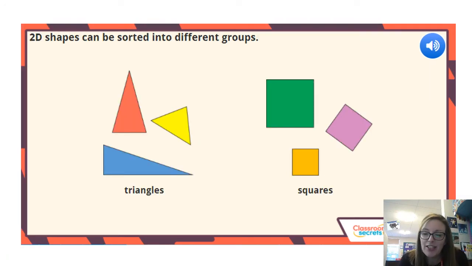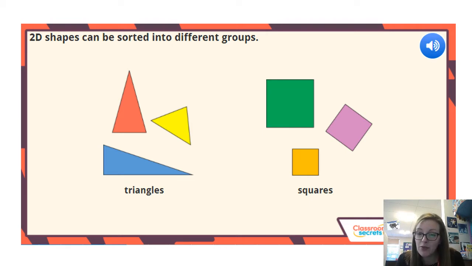Okay, so we're going to look at how 2D shapes can be sorted into different groups today. So here on the screen you can see two groups. There's a group labelled triangles and there's a group labelled squares. So I have sorted them into those two different groups. You can see in the group of triangles, all of those triangles don't look exactly the same. They're different ways round. Some have got longer sides, some have got shorter sides, but they're all triangles because they all have three sides and they all have three corners.